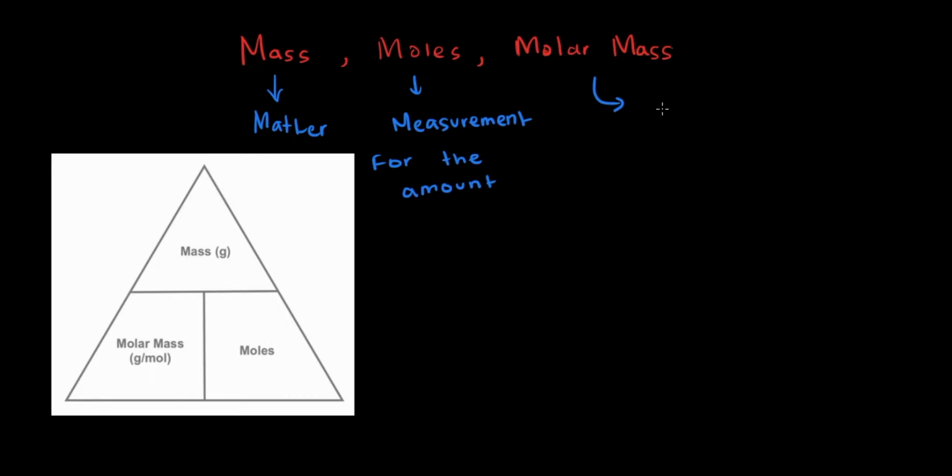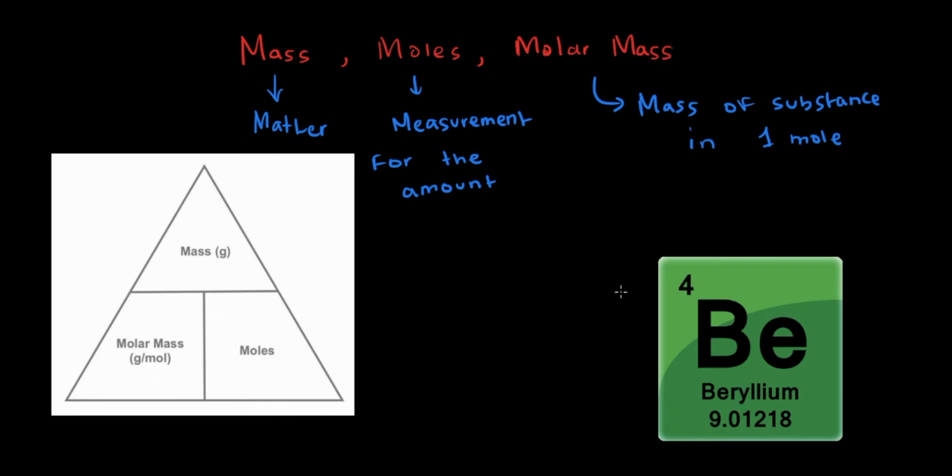And molar mass is a combination of both of these. It is basically the mass of a substance in 1 mole. Okay, so if you don't know where to find your molar mass, you can look at your periodic table, and under each element symbol, you'll see a number, and that number is your molar mass. For beryllium, the molar mass is approximately 9 grams per mole.